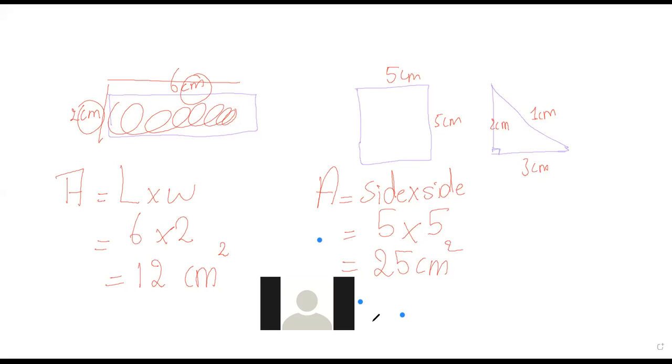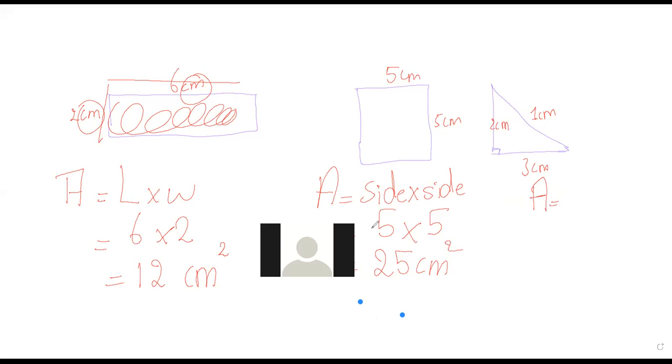What is the area of a triangle? Teacher, I had a poor connection and I didn't understand. The area of a triangle. The down is the height of the triangle.